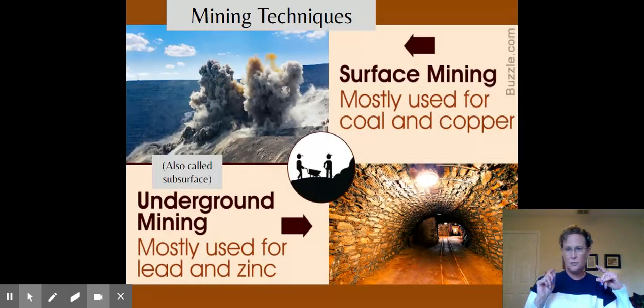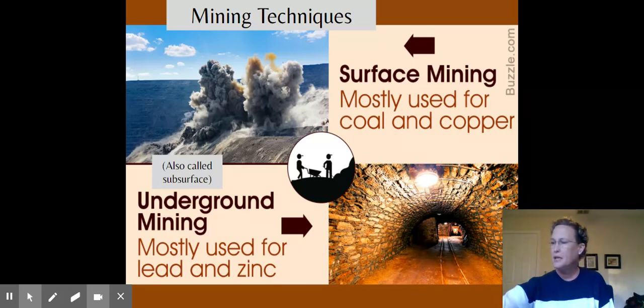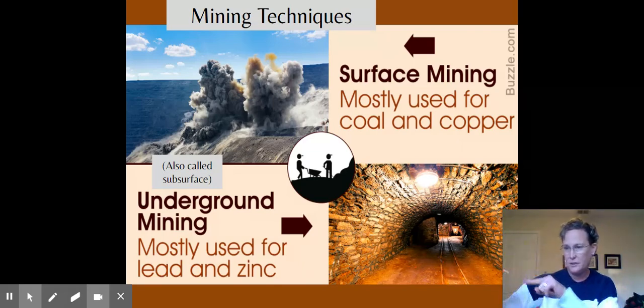So here's two main mining techniques. There's surface mining, which is used mostly for coal and copper, and then underground mining, which is also called subsurface mining. So subsurface mining is used mostly for lead and zinc. So those are the mining techniques that you're writing from the little arrows that are pointing out, okay?